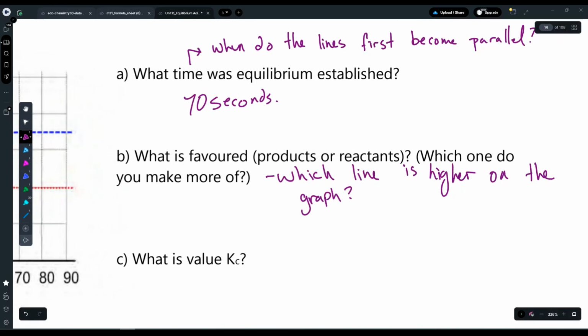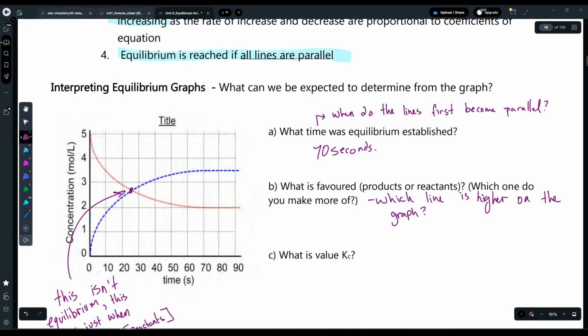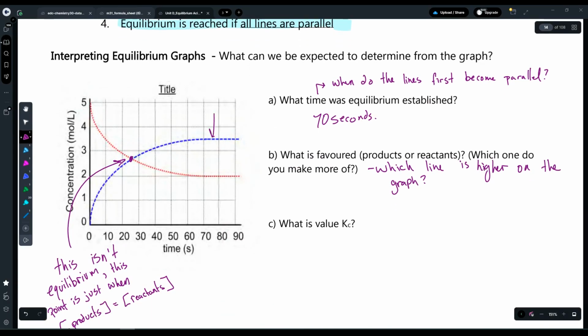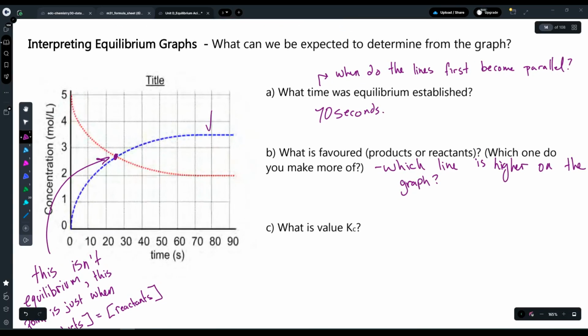So the reason why the higher line on the graph tells you what is favored, either your reactants or products, is because the higher line corresponds to more concentration. If you have more concentration of something, you're going to have more of it. So whatever you have more of is going to be favored. In this case, because the blue line is higher, and that belongs to one of our products, we could say that the products are favored.